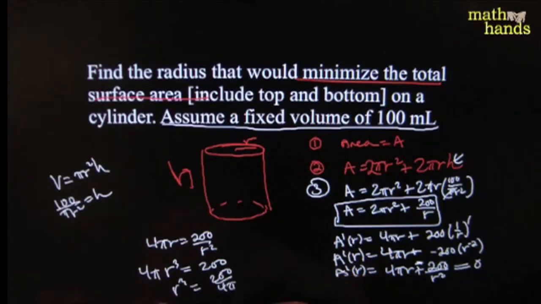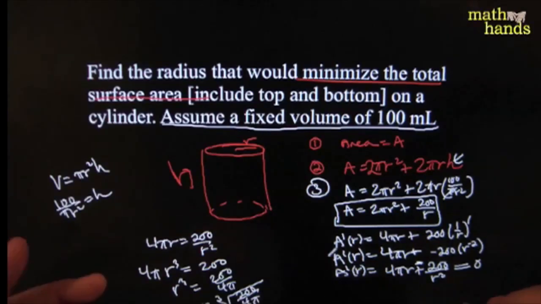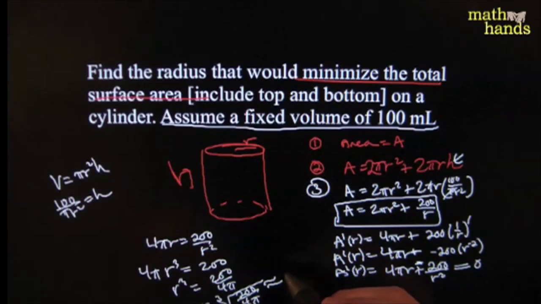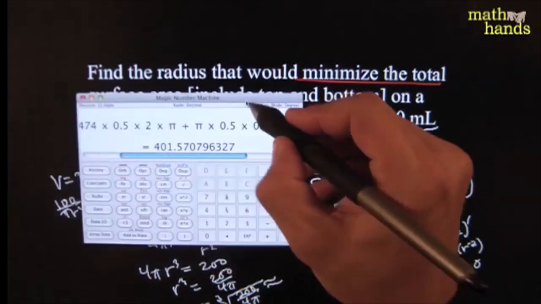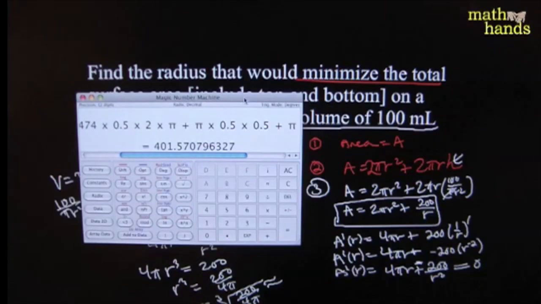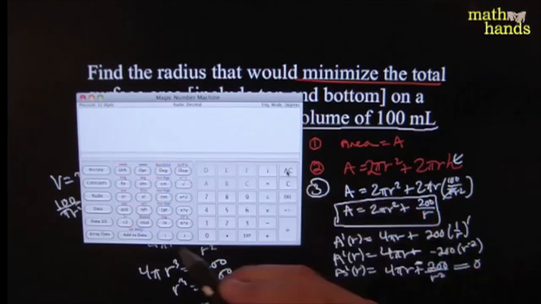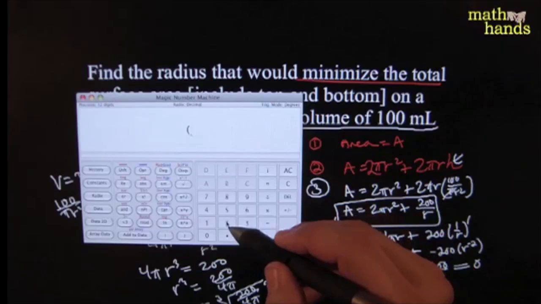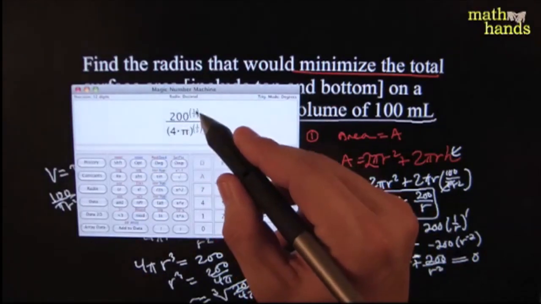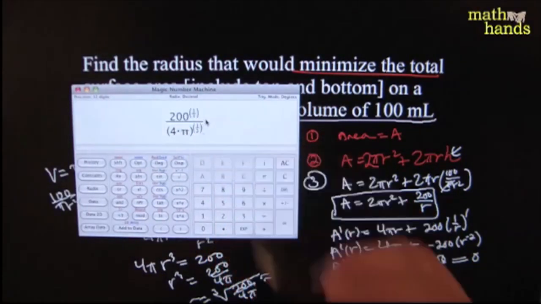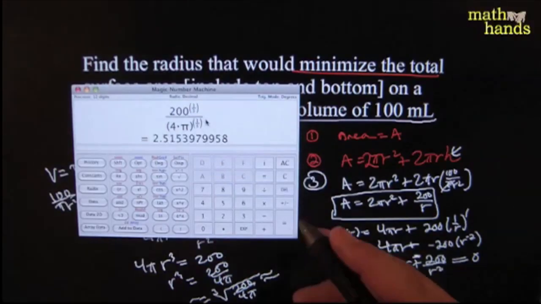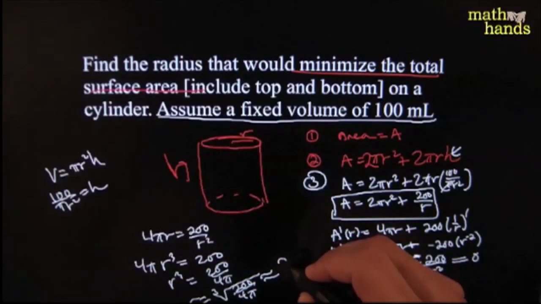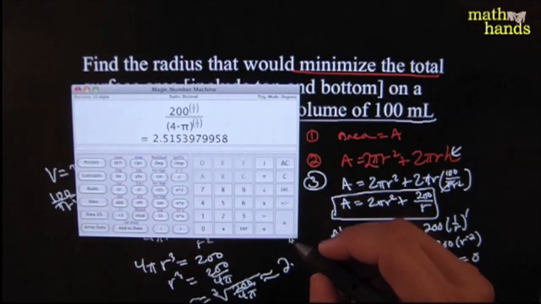Then that gives me r is approximately, this has 3 solutions, but 2 of them are not real, so the only real one would be the cube root of 200 over 4 pi. That's it. All I gotta do is put that on my little magic number machine, and I'm set. You guys want to try it? Let's try it. Let's open up our parentheses here and let's go with 200 to the 1/3 divided by 4 pi to the 1/3, and get my little magic machine, and there it is. r is 2.5154.